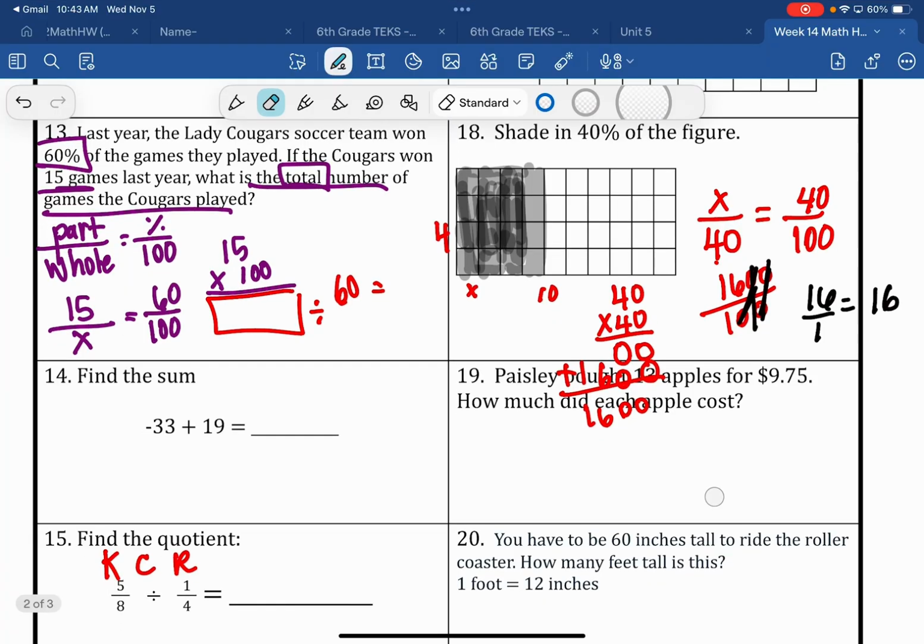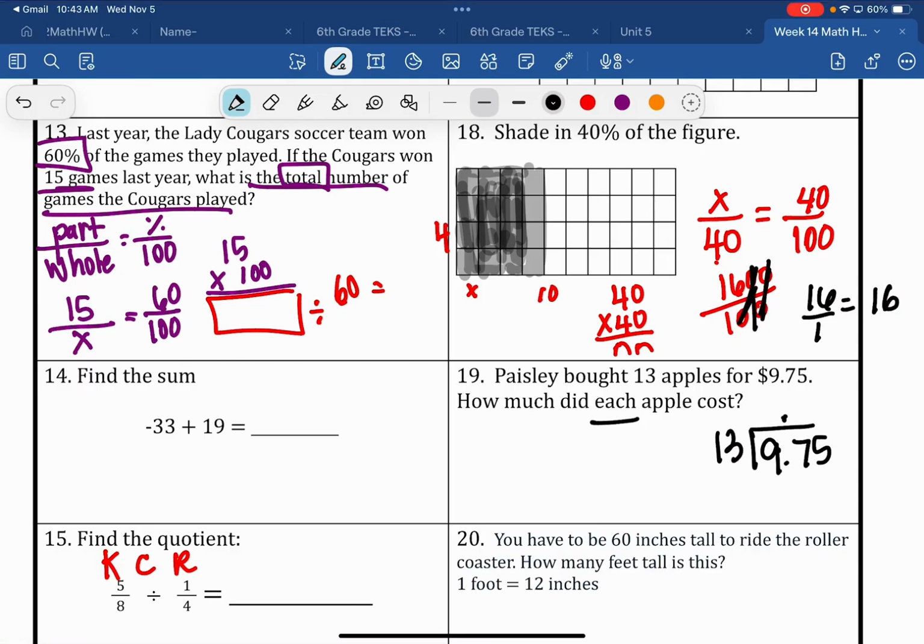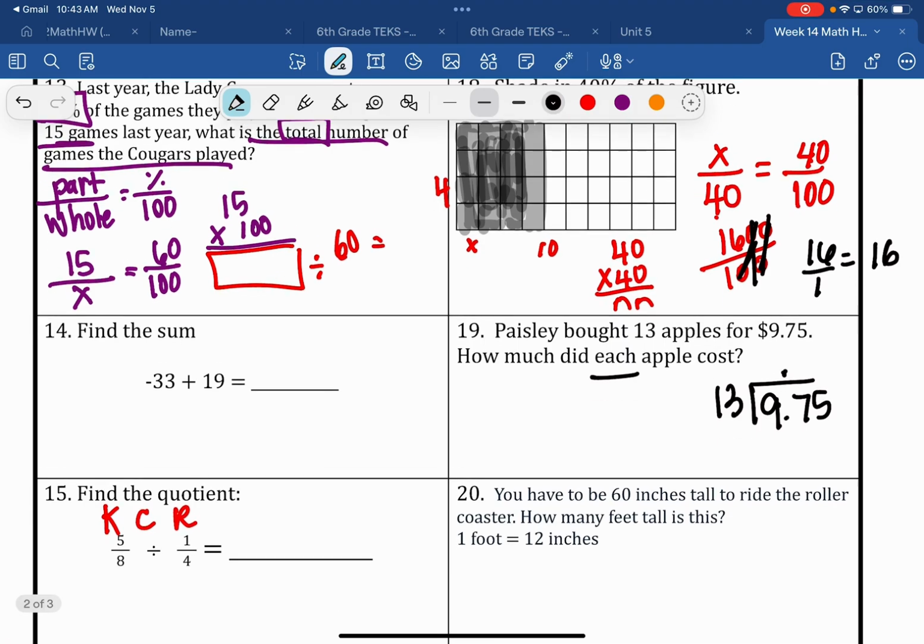Let's look at this last one. Oh, excuse me, 2 more. Paisley bought 13 apples for $9.75. How much did she pay for each apple? So $9.75 divided by 13. Bring that up and solve for that one.